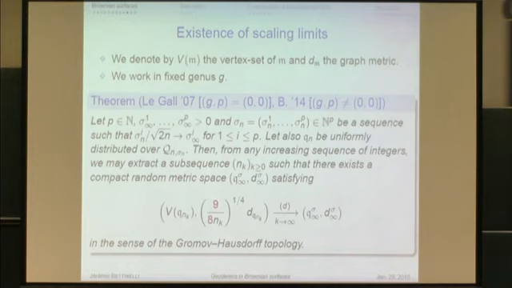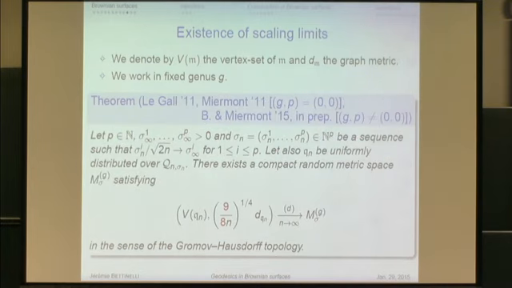And so, of course, the question is, do we have the full convergence, or do we only have subsequential convergence? And the answer is yes. We also have the full convergence. And so you all know that this is a theorem of Jean-François Le Gall and Grégory Miremont in the case of the sphere. And in the general case, this is a joint work in progress with Grégory Miremont.